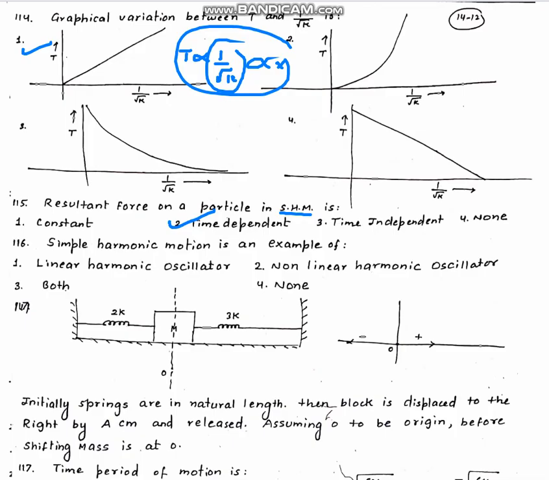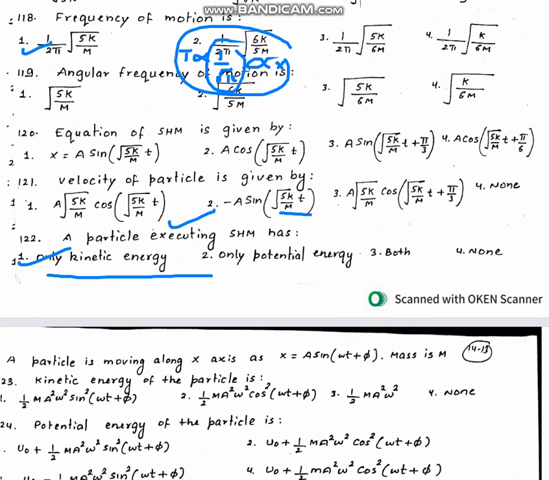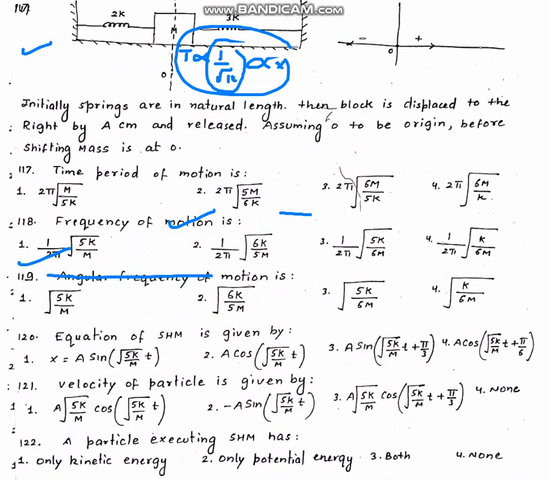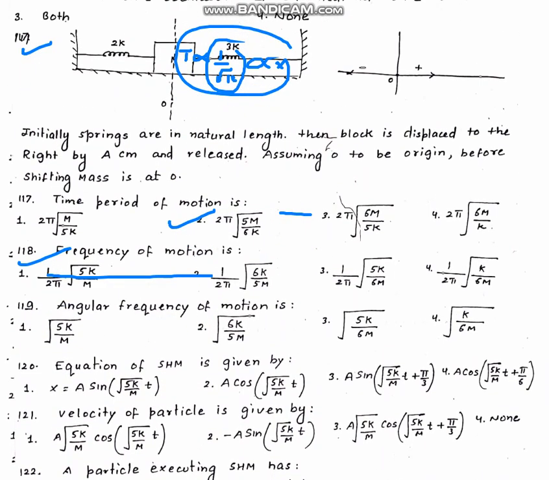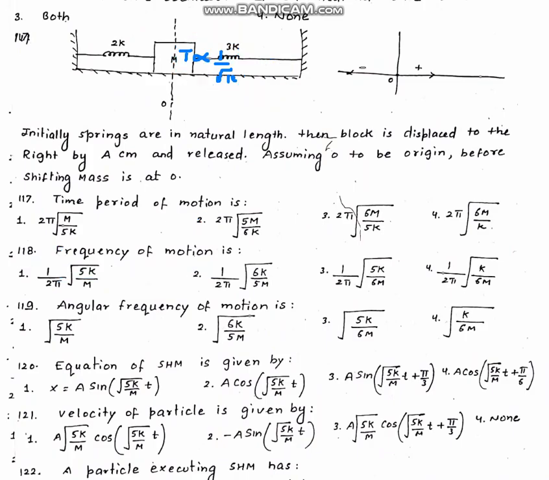Next is simple harmonic motion is an example of, so it's a linear harmonic oscillator because force is proportional to the linear power, that is the first power of the position. So first is correct over here. Next, here we are being given two springs which are connected to a block of mass m, and then time period of motion.